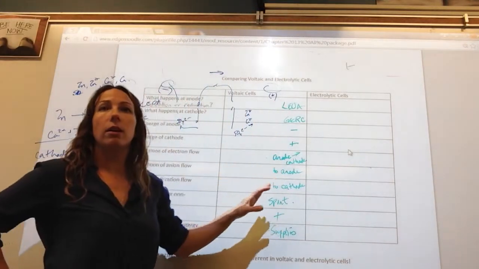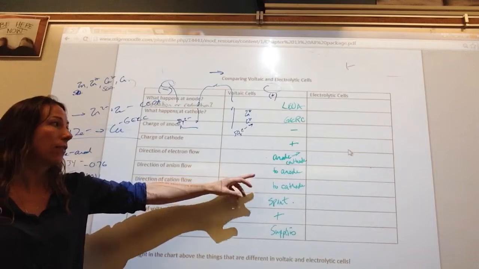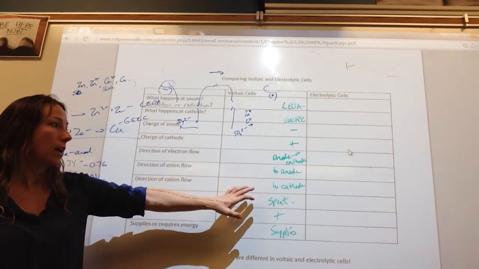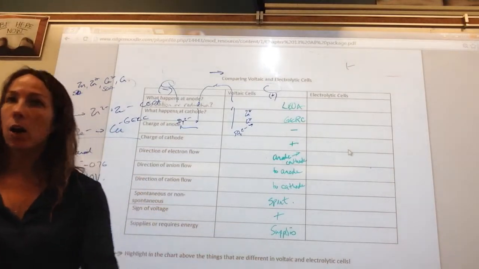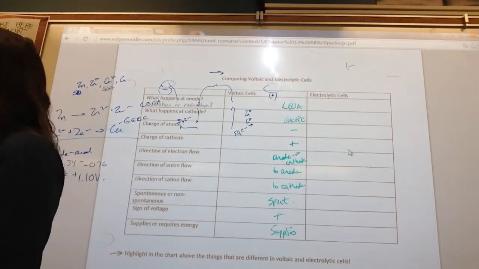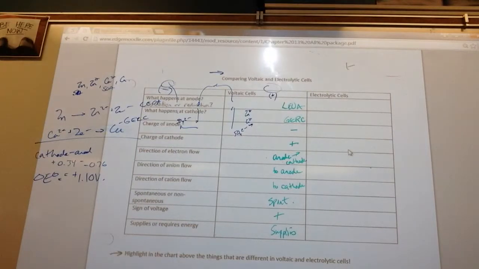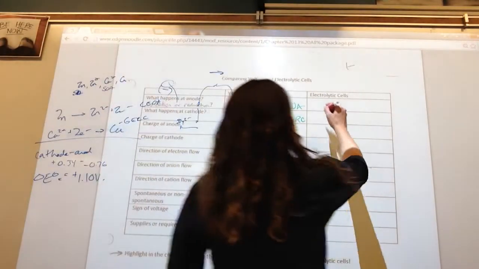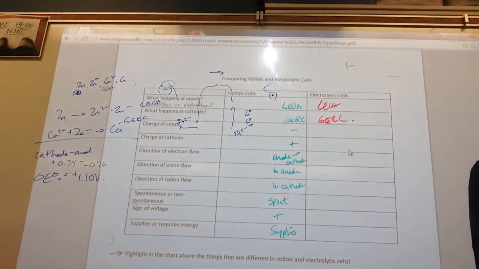All right, so everybody okay with this order? The electrons flow from the anode to the cathode, the direction of the ion flow is to the anode, to the cathode, spontaneous, positive, and it supplies energy. Okay, so now we're going to continue our understanding of electrolytic cells. The first thing I need you to absolutely sort out is that Leoa still says Gurk. That does not change. That's so important for you to grasp because that makes or breaks the rest of the logic.